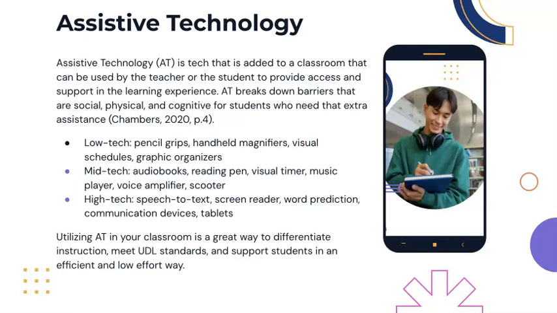There are different types of assistive technology that can be incorporated within the classroom. There are low-tech, mid-tech, and high-tech. Some things on this list you may already have in your classroom and did not even realize that it is assistive technology. Low-tech assistive technology can include things such as pencil grips, handheld magnifiers, visual schedules, graphic organizers.